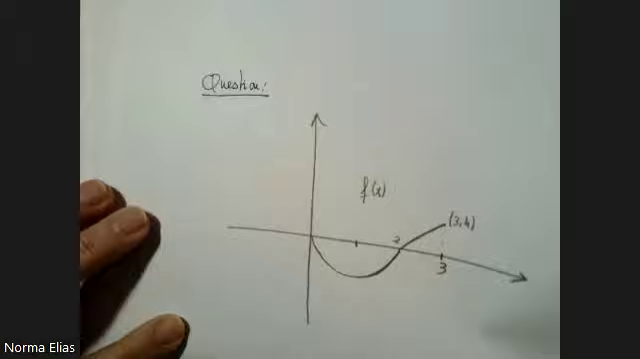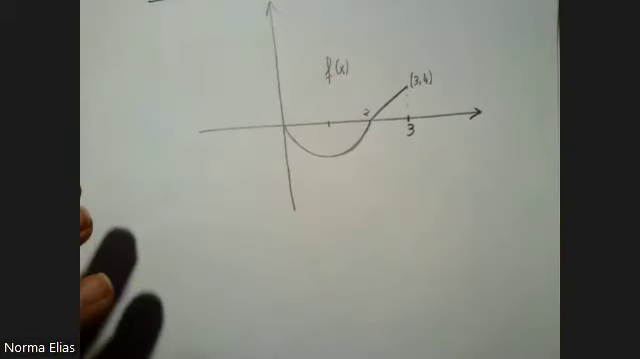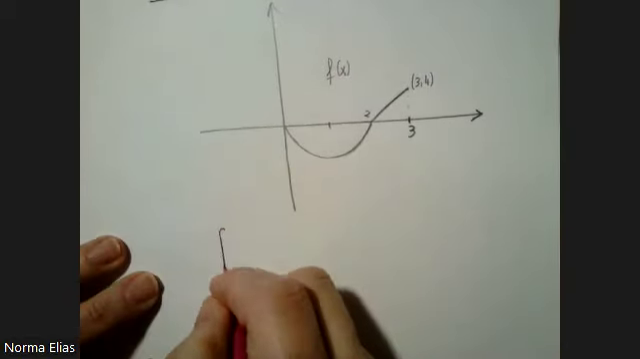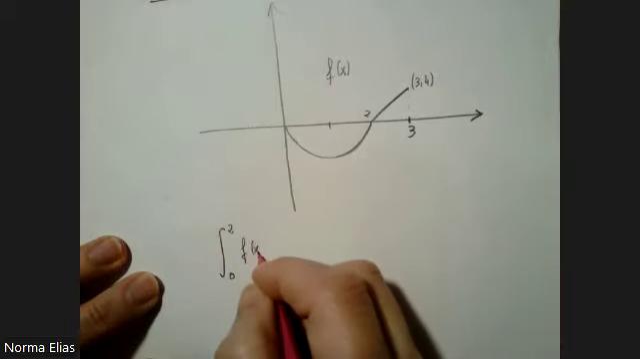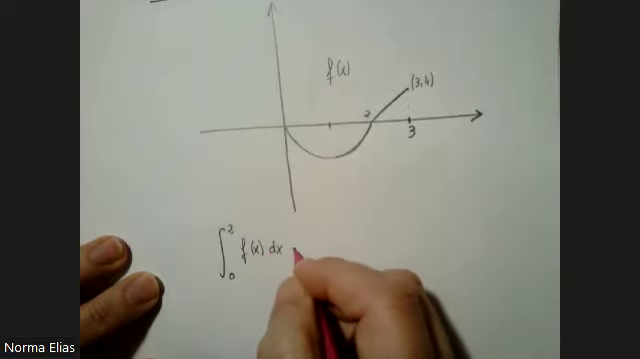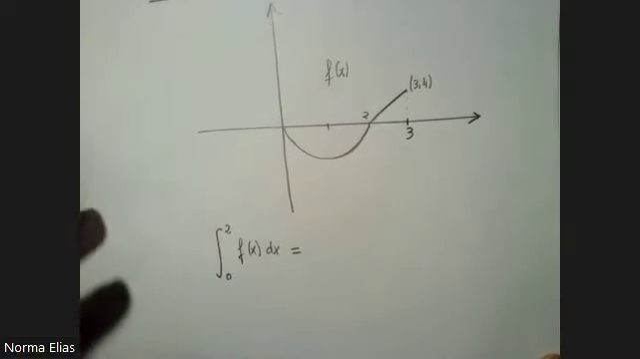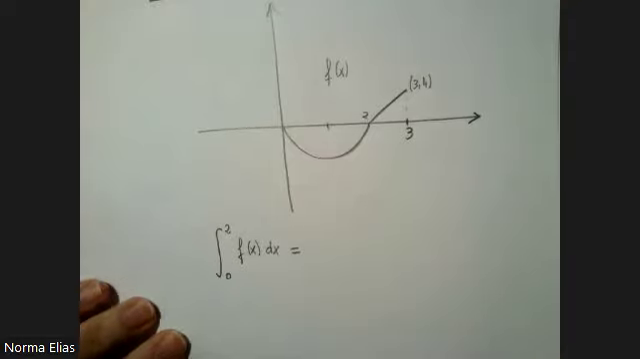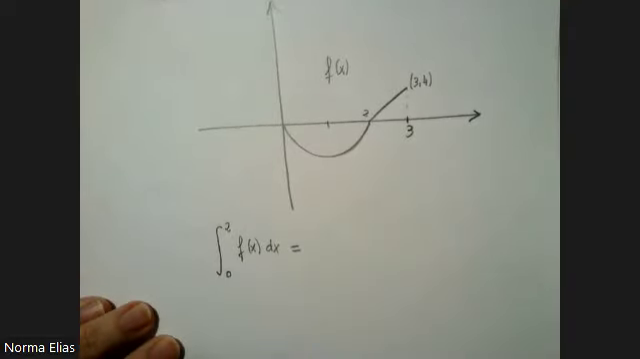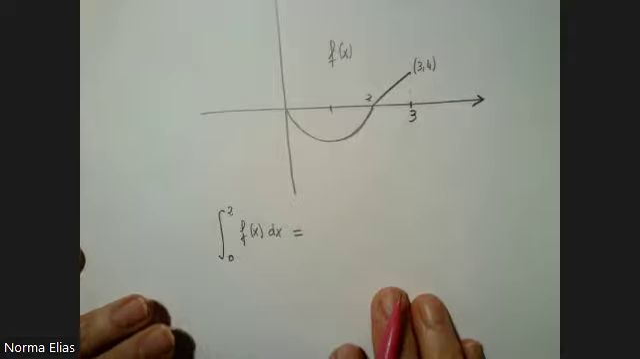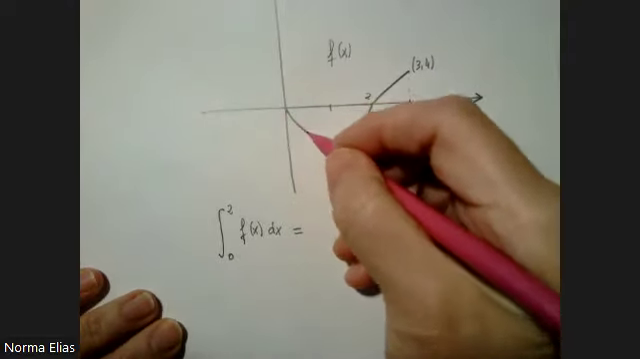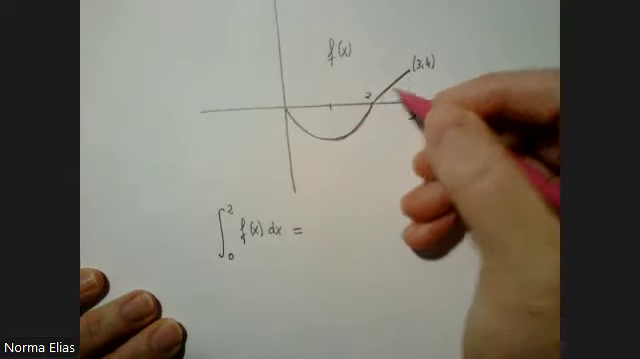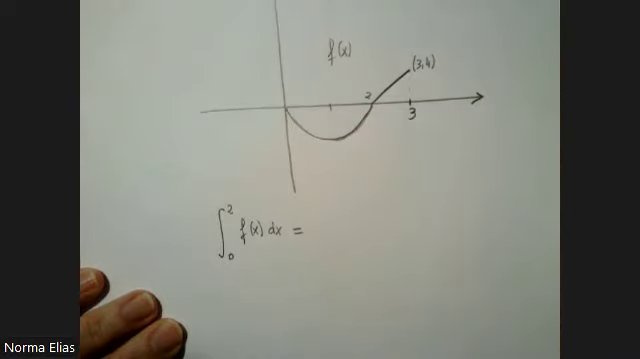So very quickly, I want the following answers. What is the integral from 0 to 2 of f of x dx? And right now, I'm only asking you to use the geometric interpretation of the integral. So what's the integral from 0 to 2 of f of x dx? So this is f, and this is my function. What's the integral?